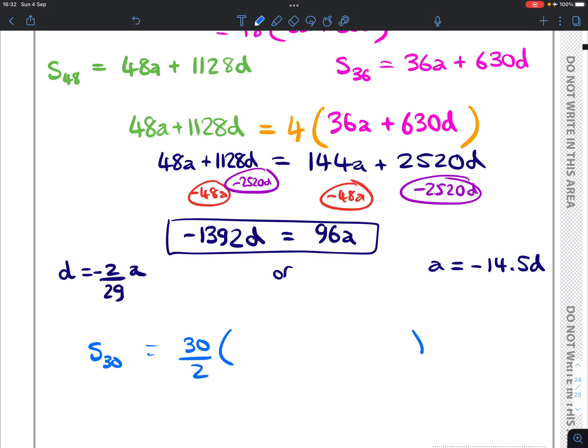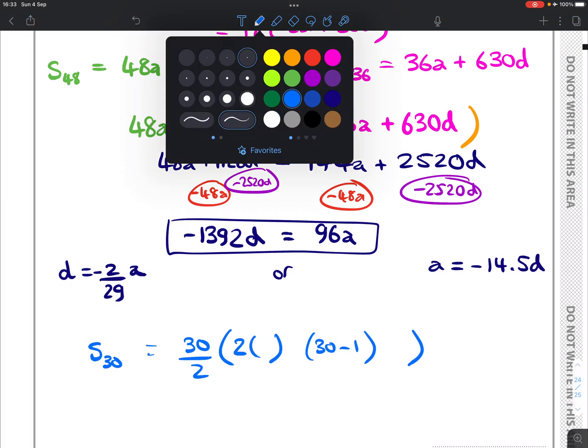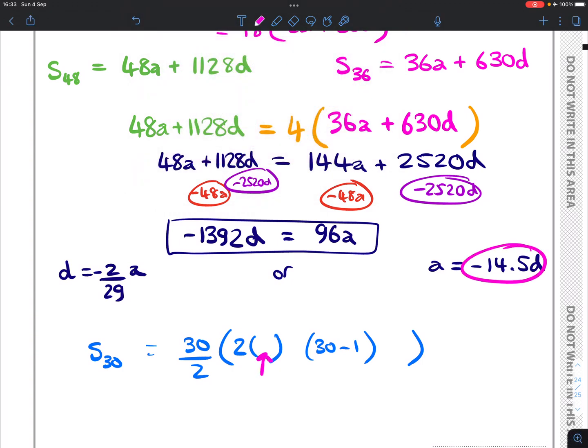What we do next is entirely personal preference. You have two choices here. You can substitute your A value as this, which would give us a D, or you could choose to plug this value here, and then this one will be an A. It's entirely up to yourself which way you choose to do it, okay? What would I choose to do? I prefer to plug this one in rather than this, just because minus 14.5 is slightly nicer than negative 2/29.